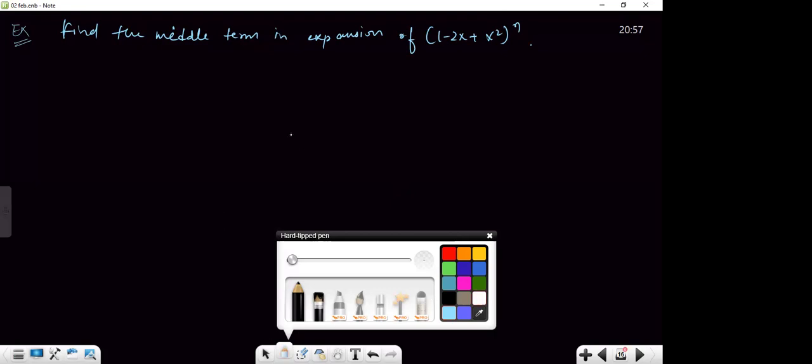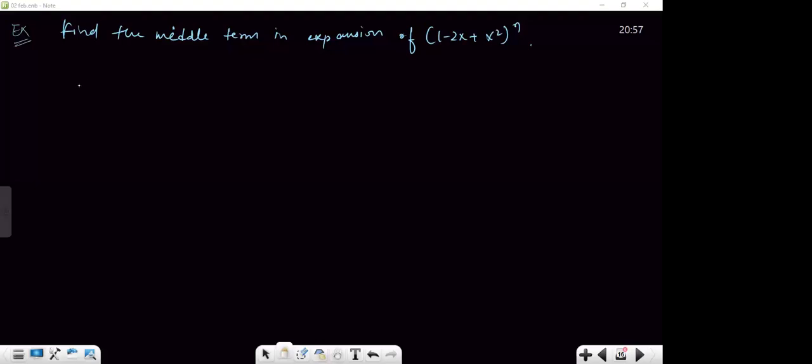Let's solve the question. First of all, we are only aware of the binomial theorem having two terms. Here, there are three terms. Let's observe a pattern. 1 minus 2x plus x square. This seems known. This seems acquainted. It is actually the expansion of (x minus 1) whole square.